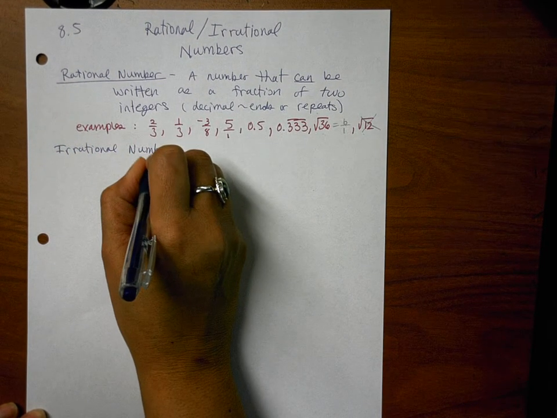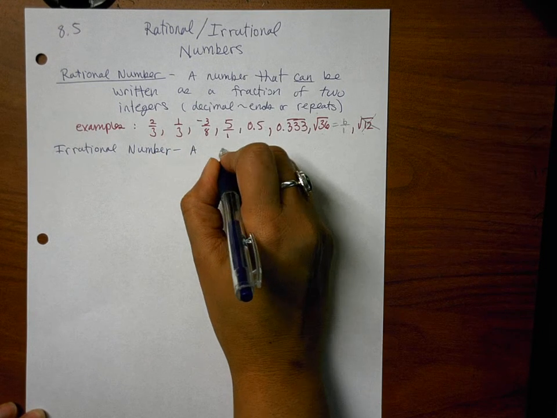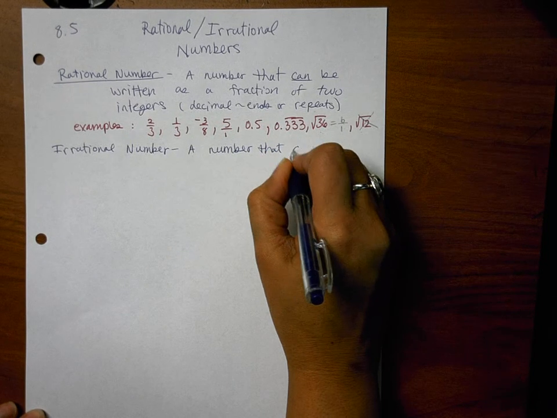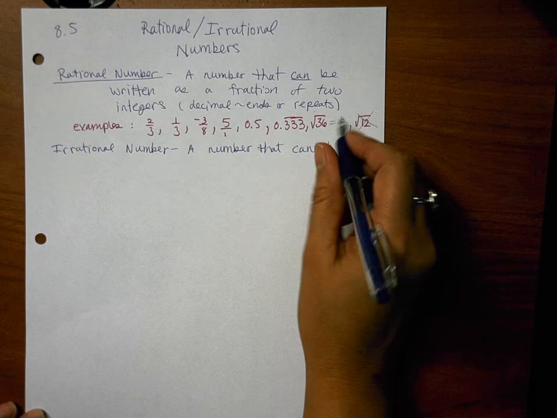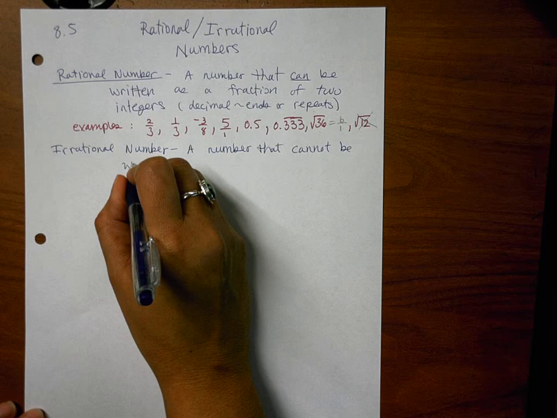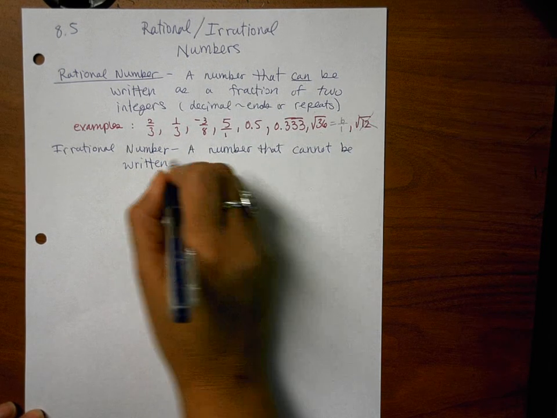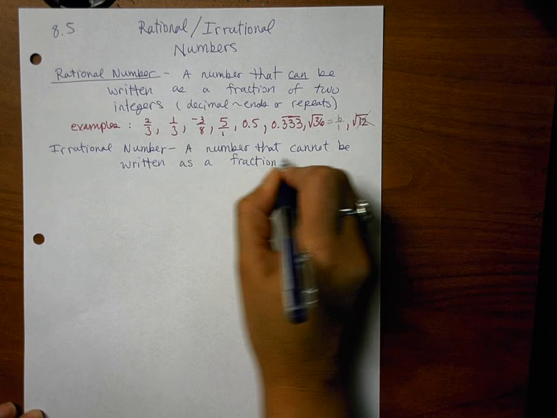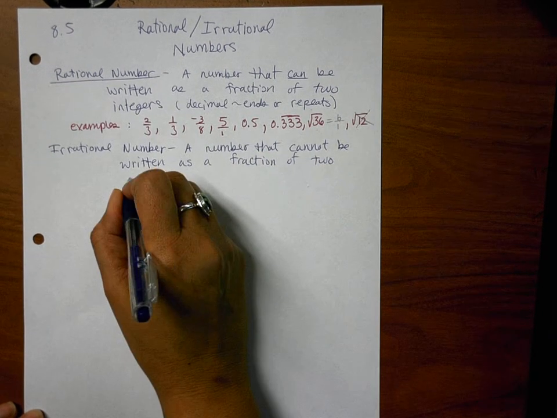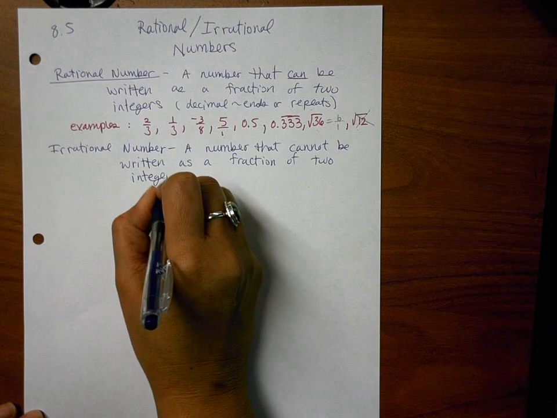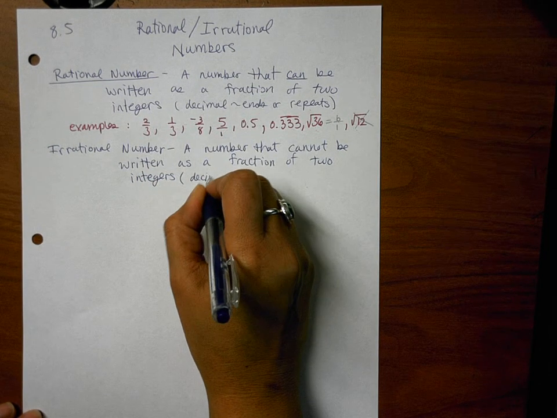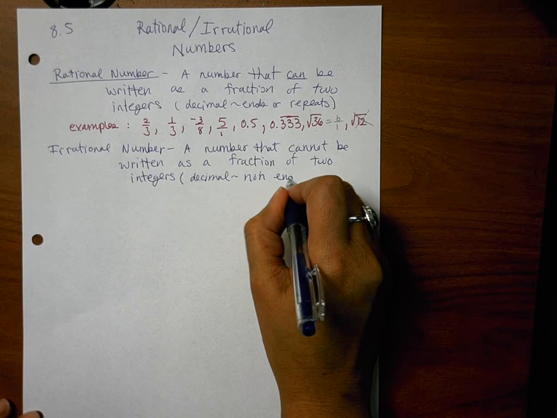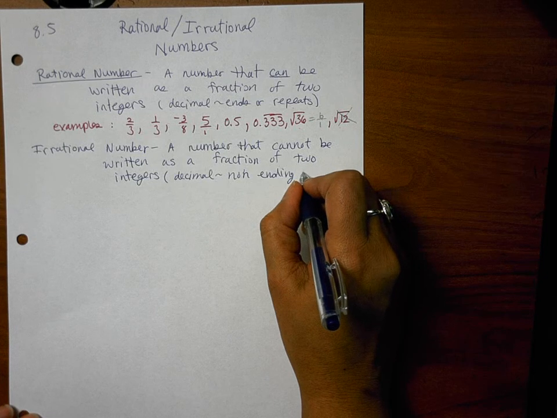Okay, an irrational number is a number that cannot be written as a fraction of two integers. So when you write it as a decimal, it is non-ending and non-repeating.